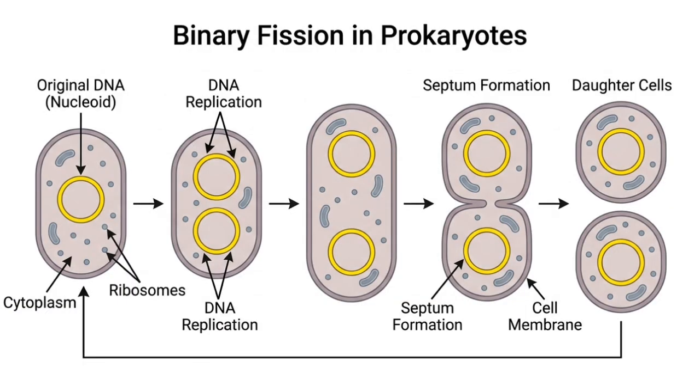In reproduction, prokaryotes reproduce through binary fission, a rapid process where one cell splits into two identical cells. This allows bacteria to multiply quickly in favorable conditions. Eukaryotic cells reproduce via mitosis for growth and repair, and meiosis for sexual reproduction.